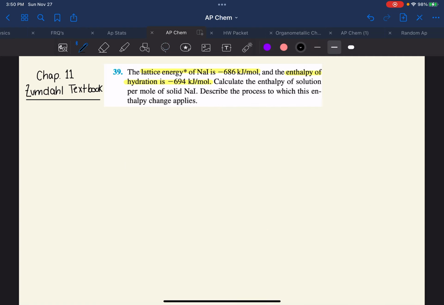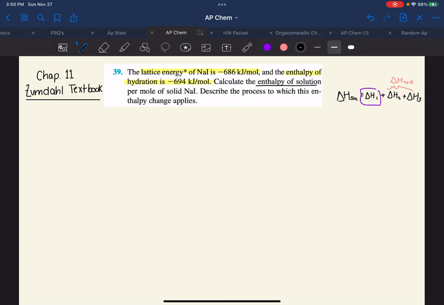Okay, so we're going to touch back on a couple chapters before. We're going to have to use Hess's law to solve this. It's telling us the lattice energy is negative 686 kilojoules per mole, and the enthalpy of hydration is negative 694 kilojoules per mole. But then it says to calculate the enthalpy change of solution. So the delta H solution is going to be equal to delta H1 plus delta H2 plus delta H3. And we already said that delta H2 plus delta H3 is our delta H of hydration, so you can sort of make the connection on what this is going to be.